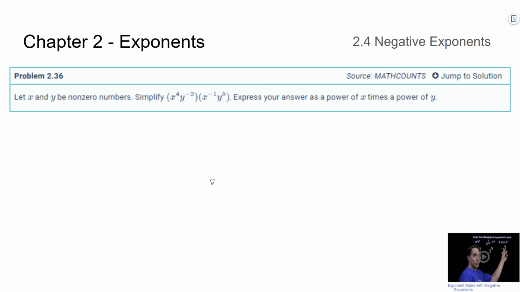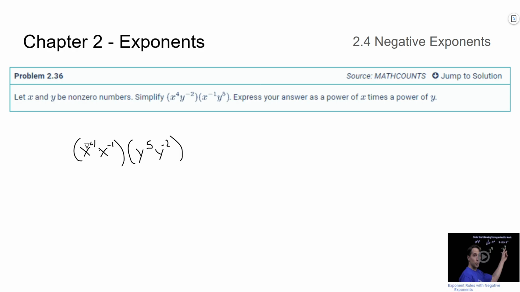All right, so let x and y be non-zero numbers and simplify all this stuff. Let's go ahead and use our commutative properties and our associative properties to get our x's and y's together. We know we can rearrange and reorder however we want. So let's go ahead and get the x's together. So let's do x to the 4th times x to the negative 1. Then our y's together. Let's do our positive one first. Again, we can do it in any order we want. y to the 5th times y to the negative 2nd.